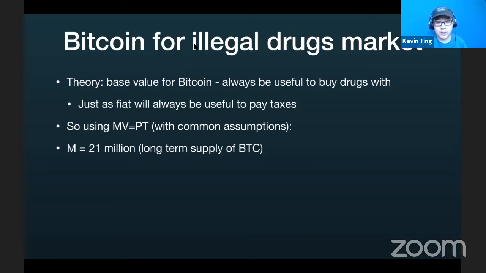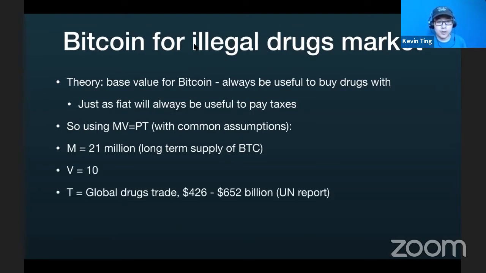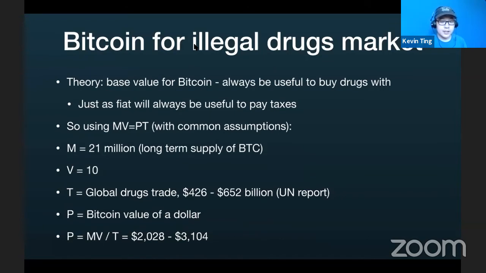M is equal to 21 million, the long-term supply of Bitcoin. Of course, it is less right now, and you can argue that some are lost forever, but let's just use this for now. And the velocity is 10, which is the common one for M1, the monetary supply type for short-term use. T is the global drug trade, valued at roughly $426 to $652 billion based on a UN report. P is the Bitcoin value of $1, which is what we'll be calculating for this exercise. If you do that, P equals MV divided by T, you get roughly $2,028 to $3,104, which has been a price before, obviously, but a little bit low compared to right now.